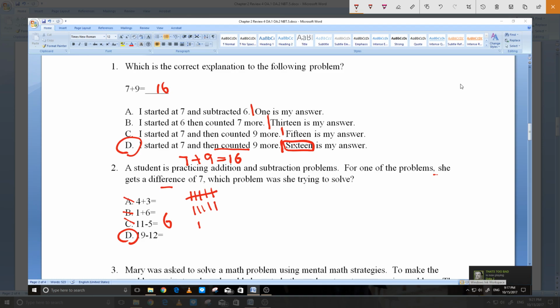Now let's try that since we have time. 19 take away 12. 9 take away 2. Okay, that's 7. 1 take away 1 is 0. So the answer indeed is 7. That is why D is correct.